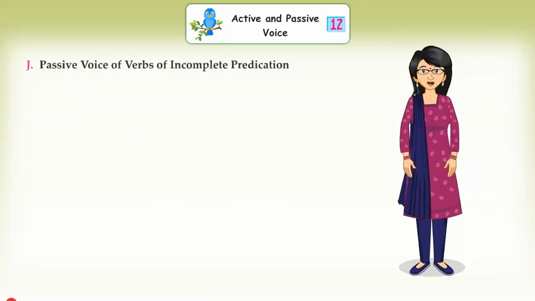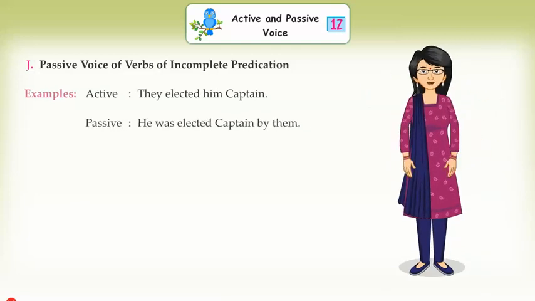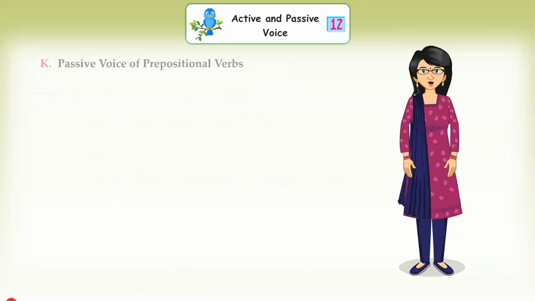J. Passive voice of verbs of incomplete predication. Examples: active, they elected him captain. Passive, he was elected captain by them. Active, the result left the boy disappointed. Passive, the boy was left disappointed by the result.